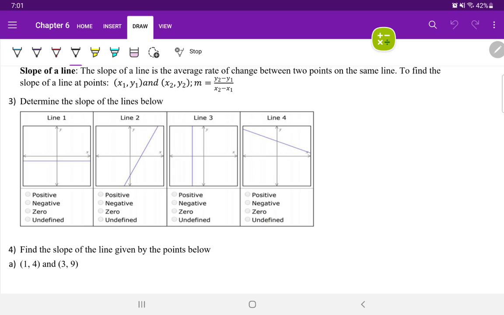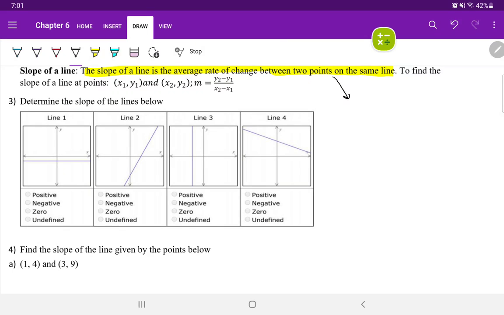We're going to use what is called the slope formula: y2 minus y1 divided by x2 minus x1. I will talk more on that later. But in this video, I want to focus on the first part of the definition, the slope of a line.